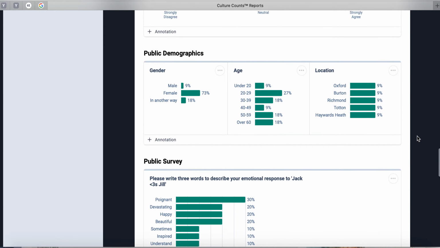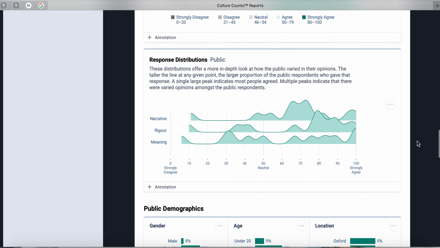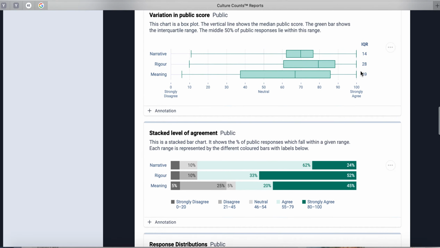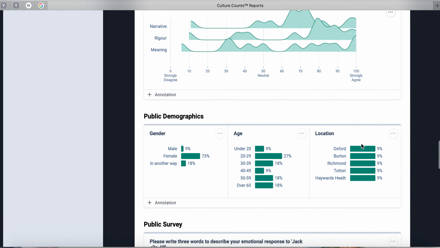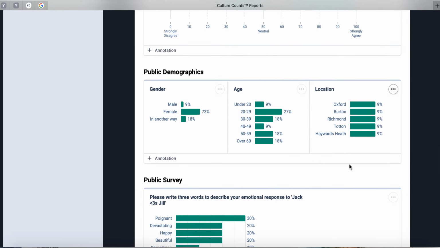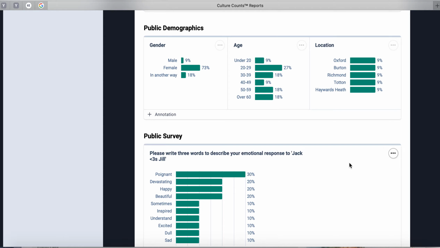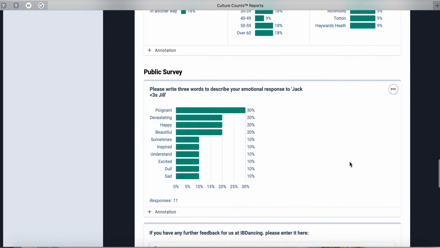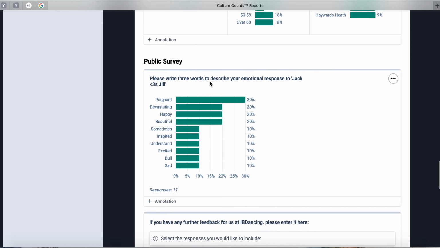So you will have noticed so far that it has been pretty dimensions heavy. It's all dimensions, and we've got some demographics in that, and that's the same as was in the original insights report. Now we are enabling you to also bring over your custom questions. So for instance, you can see here, please write 3 words to describe your emotional response. And you can see that the system has automatically generated a graph which is indicating the most commonly used word.